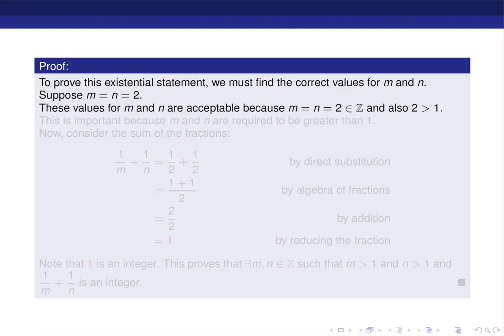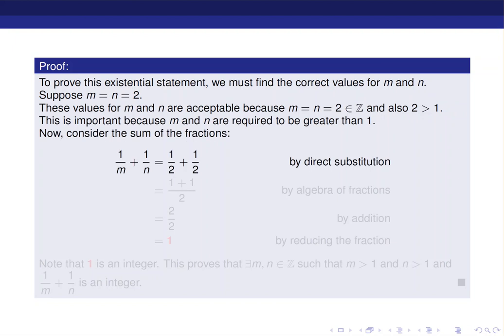M and n are acceptable because they're both integers and they're both greater than 1. Remember, the m and n had to be integers, and they had to be integers greater than 1. So again, even though it's kind of obvious, I'm going to have to write it down in order to bring attention to the fact that I'm satisfying the requirements of the theorem or the example. Again, this is important because m and n are required to be integers greater than 1.